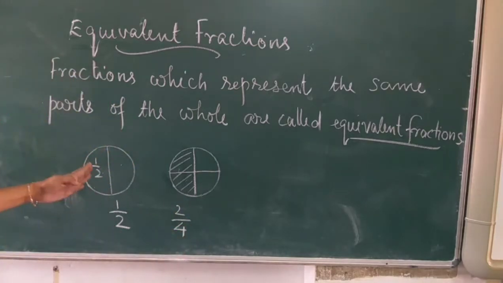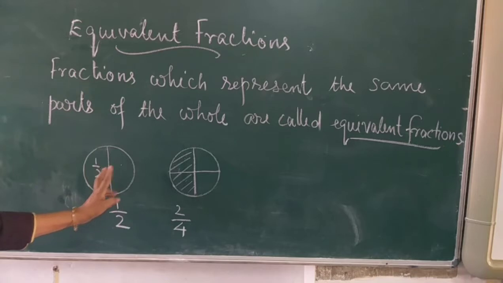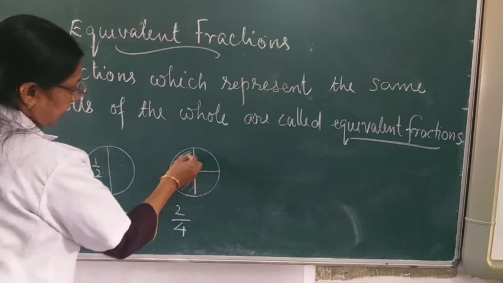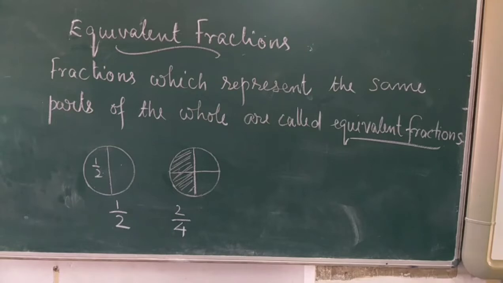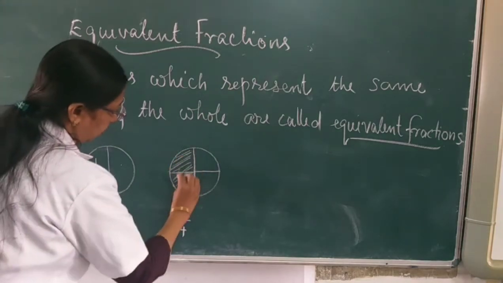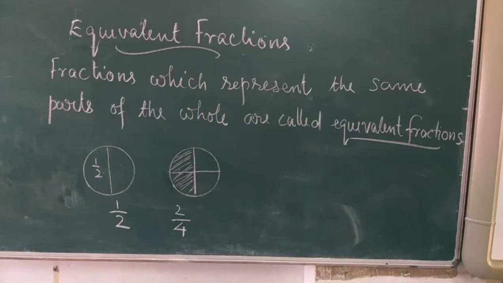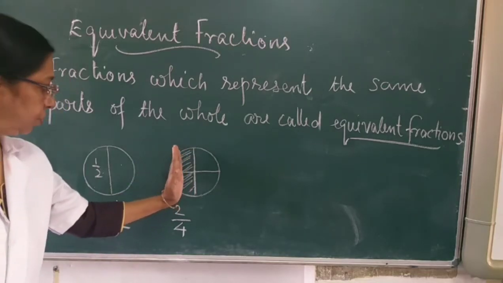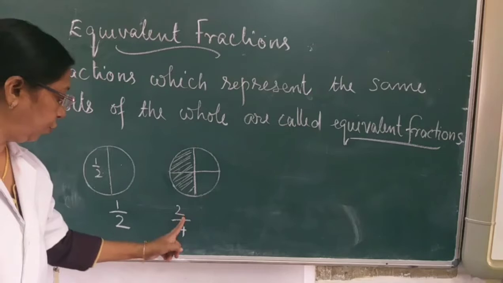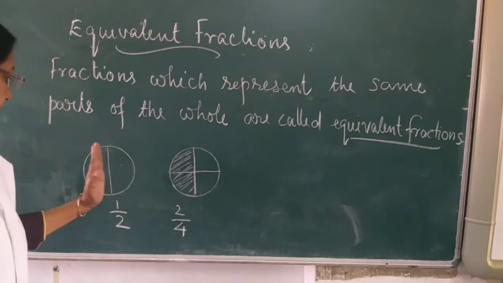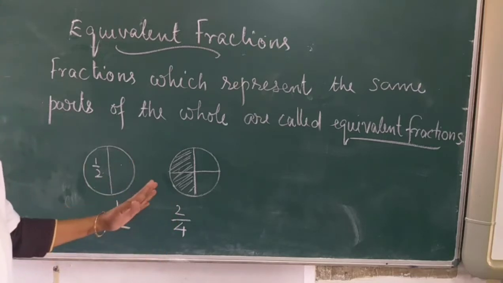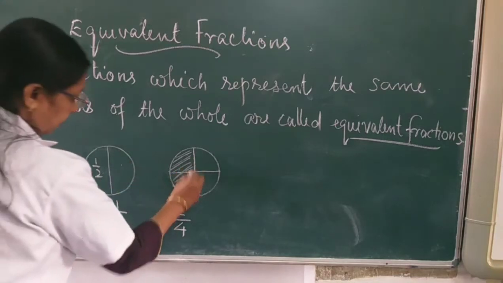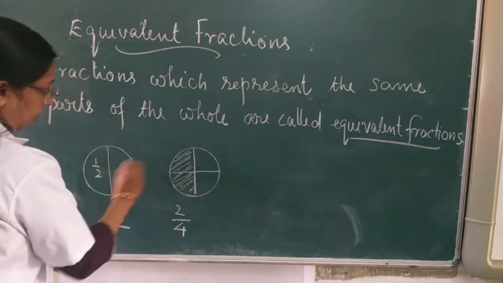Am I right? This whole is divided into 2 equal parts and this whole is divided into 4 equal parts. From this I selected 2 parts. This represents half of this whole object, but the fraction is 2 by 4. That means these two are called equivalent fractions, fractions which represent the same part of the whole.